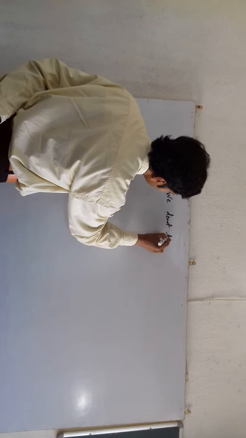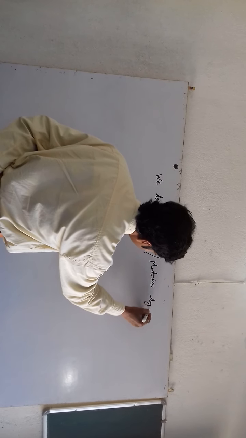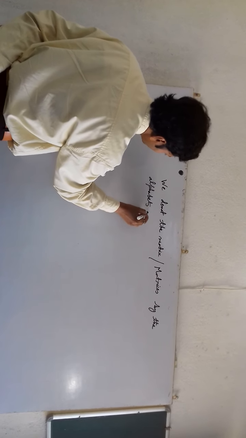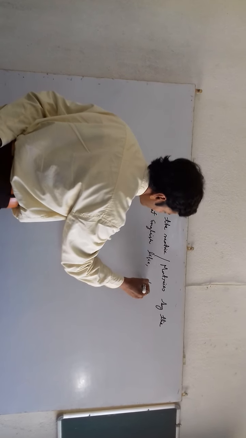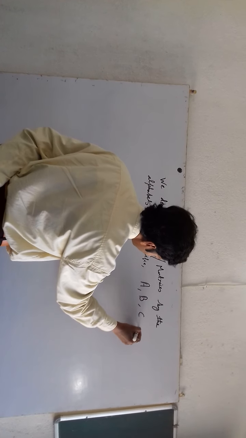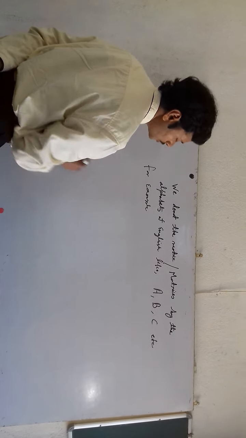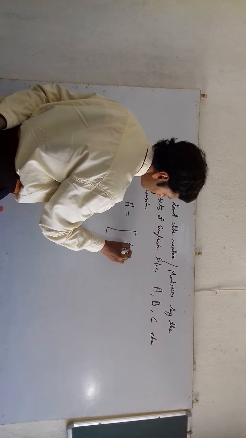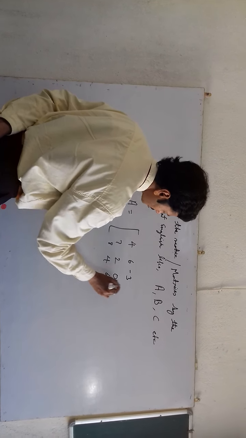We denote matrices by the English alphabets like A, B, C, etc. For example, you can see here is a matrix A and the elements are 4, 6, minus 3, 7, 2, 0, 8, 4, 6.